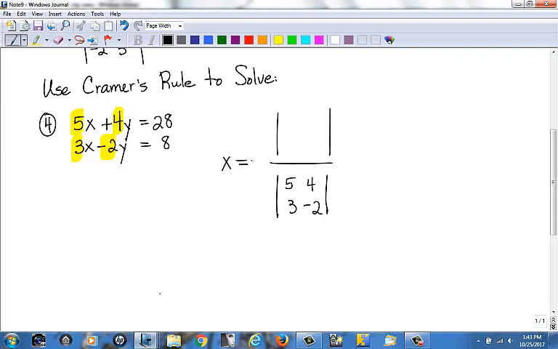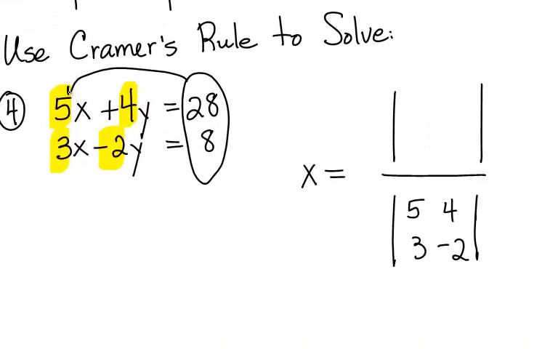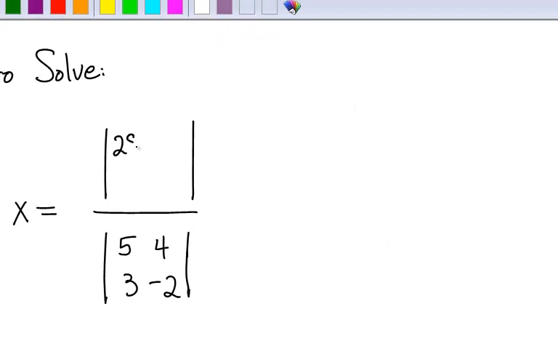If you're solving for x, you're going to put these two constants in for the x coefficients and put them up and down. So this is going to be 28, 8. And then the y stays as 4, -2. So if I'm solving for x, I replace the x coefficients with the two constants. Now you figure the value of both 2 by 2's.